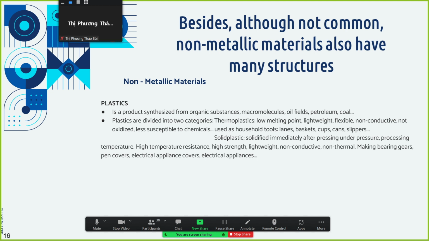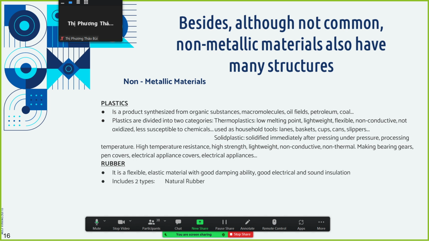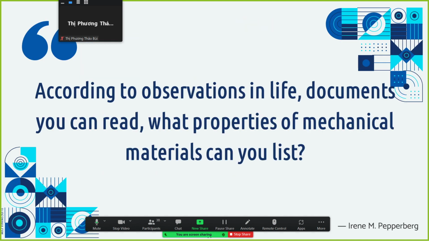With thermosetting plastic, it solidifies immediately after pressing under pressure and processing temperature. It is resistant to high temperature, high strength and lightweight, non-conductive, and non-thermal. Rubber is a flexible, elastic material with good damping ability, good electrical and sound insulation, and includes two types: natural rubber and artificial rubber. Rubber is used to make electrical cable, tile, transmission belt, pipe, washer, and insulating material.